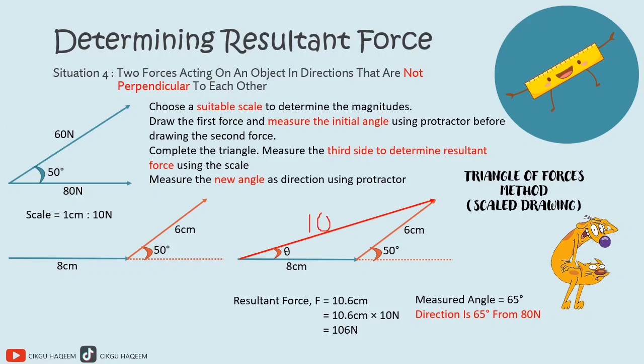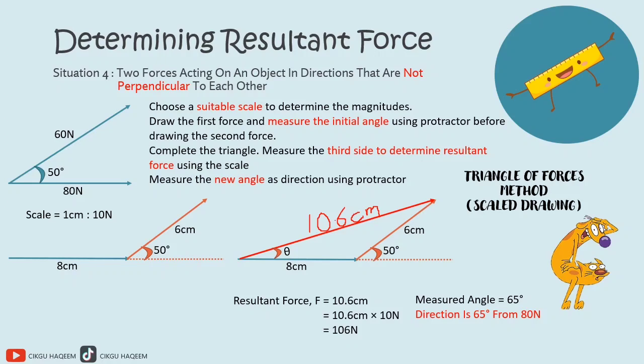I repeat, the third line must be measured by ruler, and I got 10.6 centimeters. To find the resultant force, because this value is in centimeters, we need to convert it into Newton. So 10.6 centimeters multiplied by 10 Newton, because we follow the scale that we chose at the first step. So the resultant force is 106 Newton.